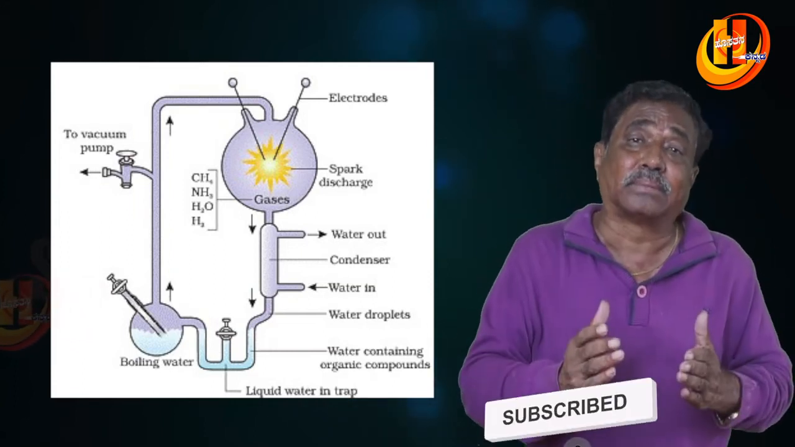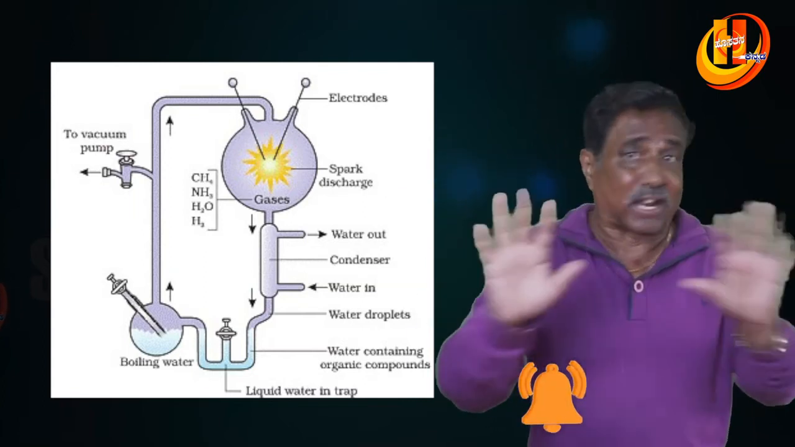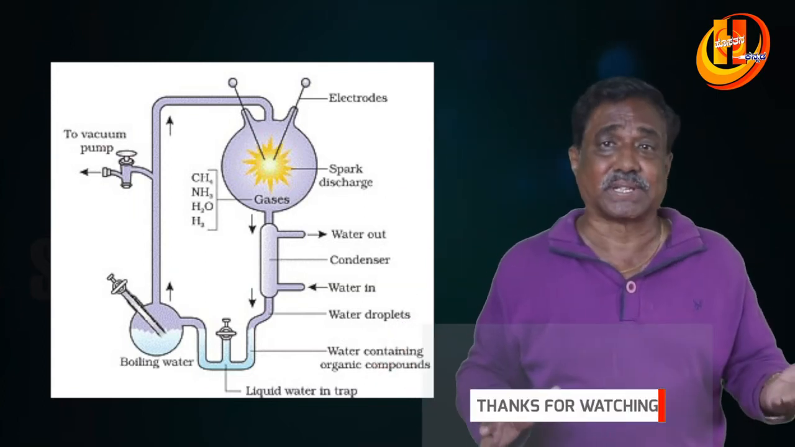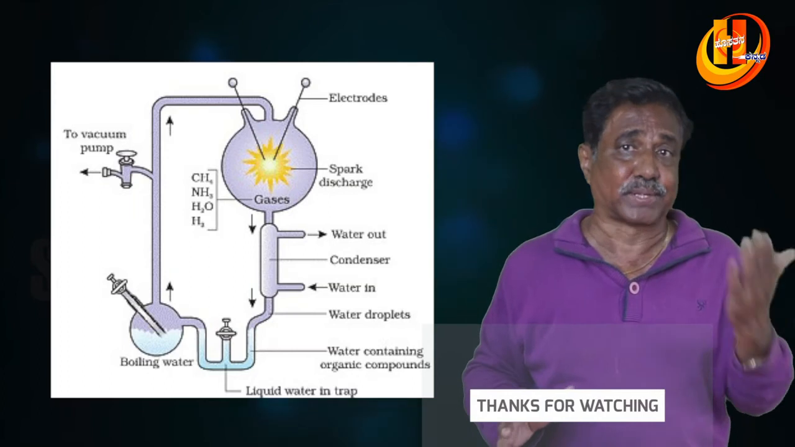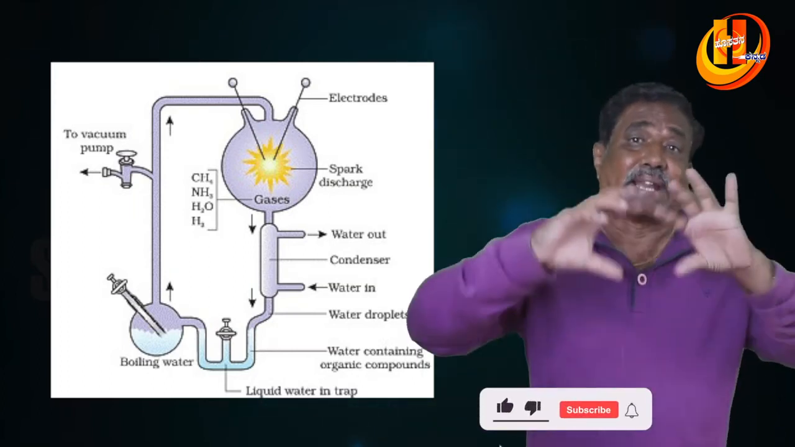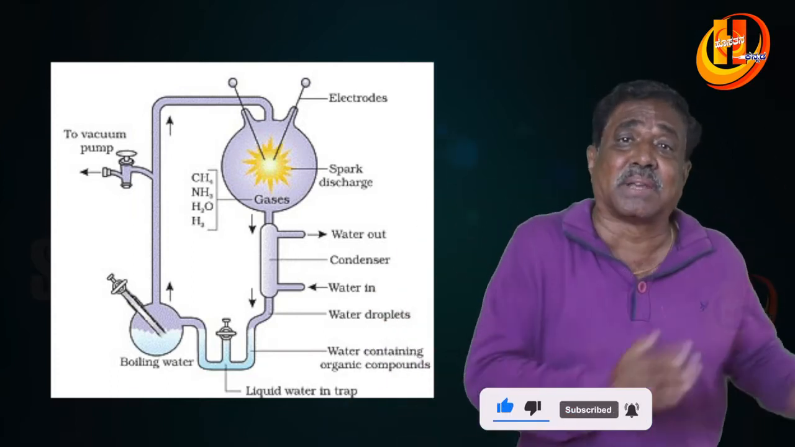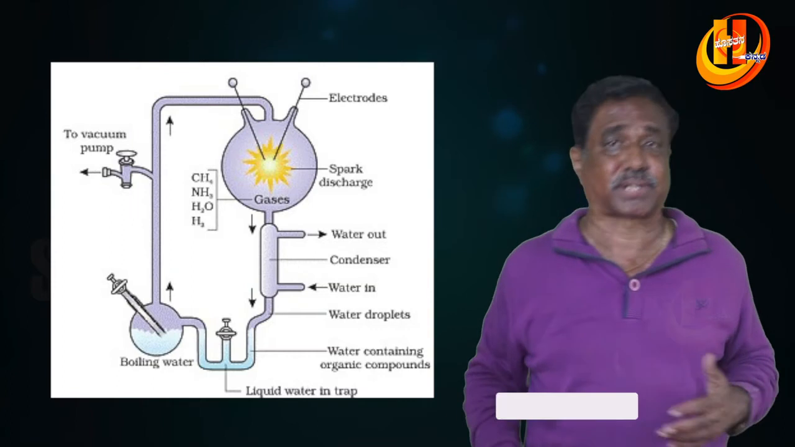According to Oparin, life did not arise all of a sudden. According to this physico-chemical theory, or chemical evolution, life did not arise all of a sudden. It has taken millions and millions of years. Because of physical and chemical reactions, life came into existence.